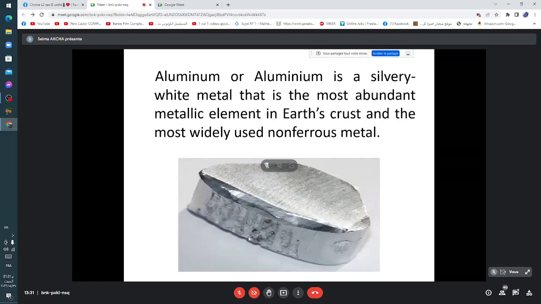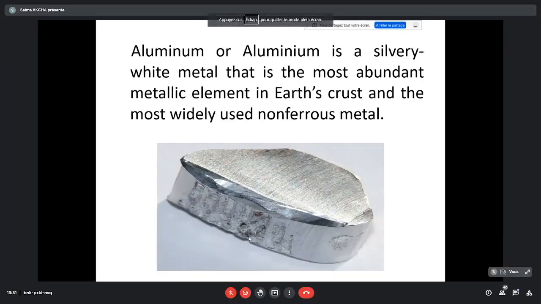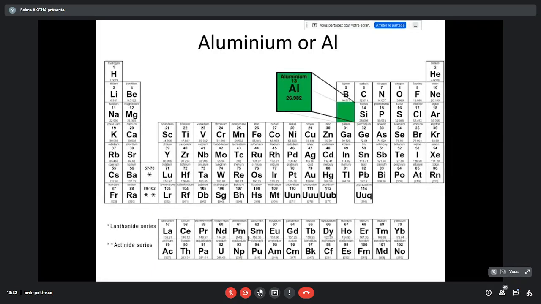Crust, and the most widely used non-ferrous metal. We use aluminium a lot. It is actually the most widely used, of course, after all the compounds that contain iron. C'est le plus utilisé après les composés qui contiennent du fer. Okay? We describe the position of aluminium within the periodic table.